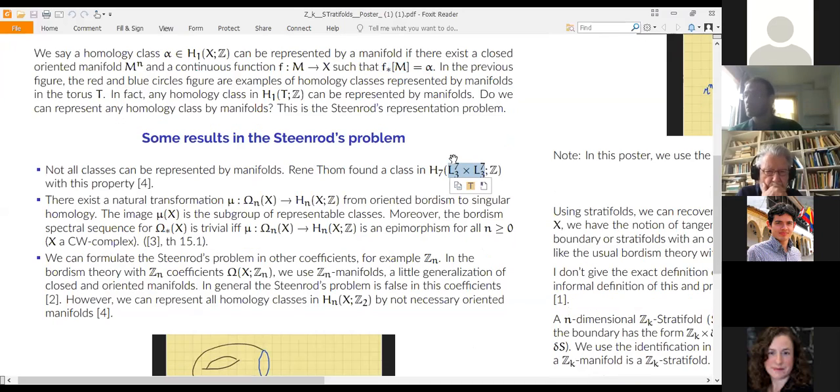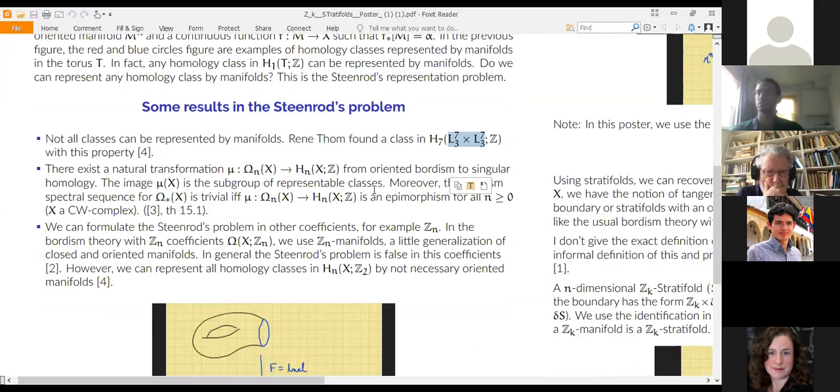There exists some class in this space that you cannot represent using manifolds, and maybe a general way to deal with this problem is the following. If you know oriented bordism, there exists a natural transformation from this generalized homology theory to singular homology, and the image of this natural transformation is the subgroup of representable classes in the string root sense.